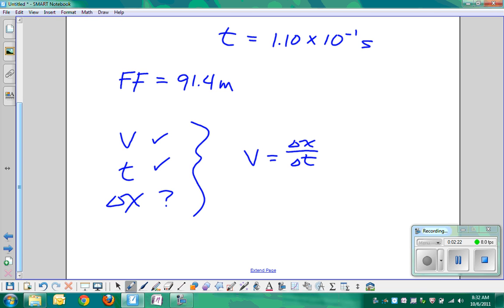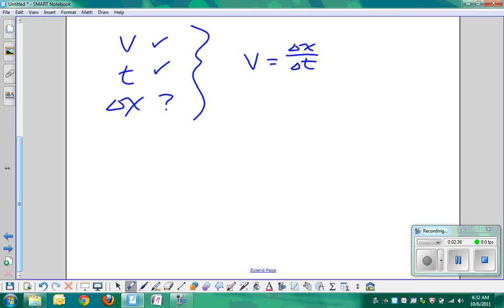Okay, is that average velocity or instantaneous velocity? It's actually average velocity, but what do we know about the space shuttle? It's moving at a constant speed, so average is instantaneous. It's the same. They're interchangeable in this case. Okay, so velocity is equal to delta x over delta t. What is it we're being asked for? Delta x. So we have to rearrange this algebraically.